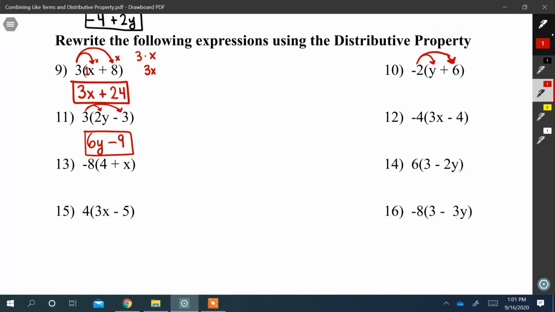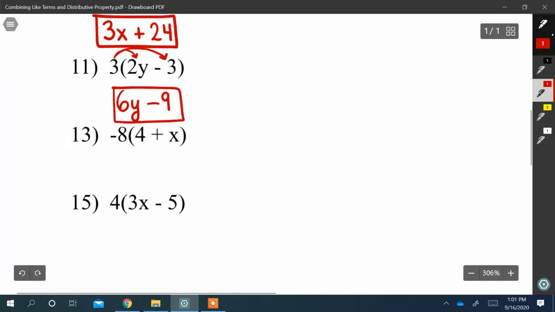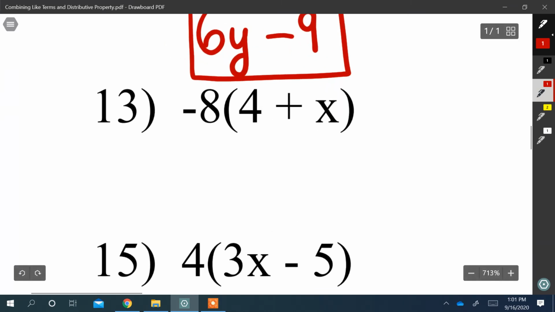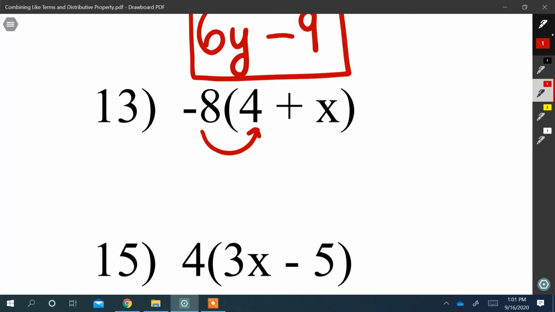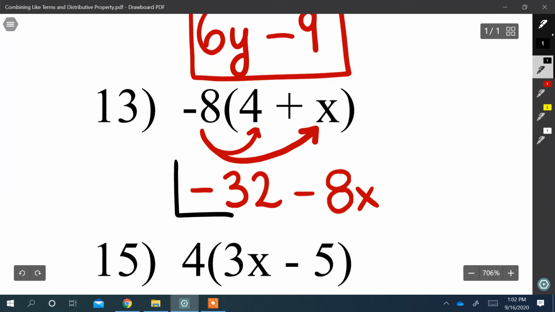How about if you do number 12? Let's do the last 2 problems, and then you'll be half done with this worksheet, which is awesome. All right, -8 times 4. We're going to multiply those out. What do you get there? Well, a negative times a positive is going to give you a negative. So we're also distributing that negative. So we're going to get -32. And we're going to multiply -8 times x. Well, that's going to give you -8x. And that will be your final answer.